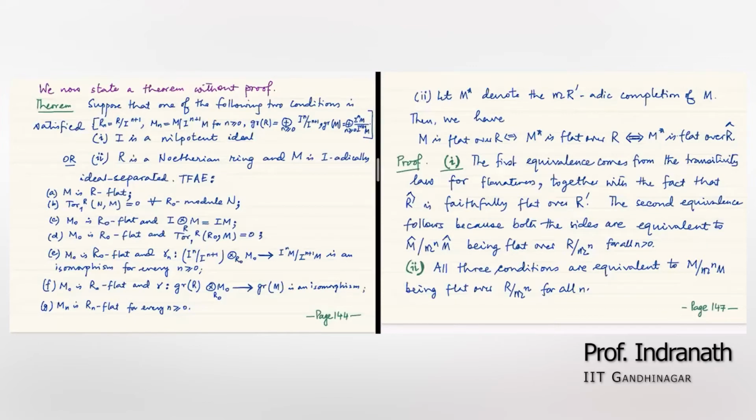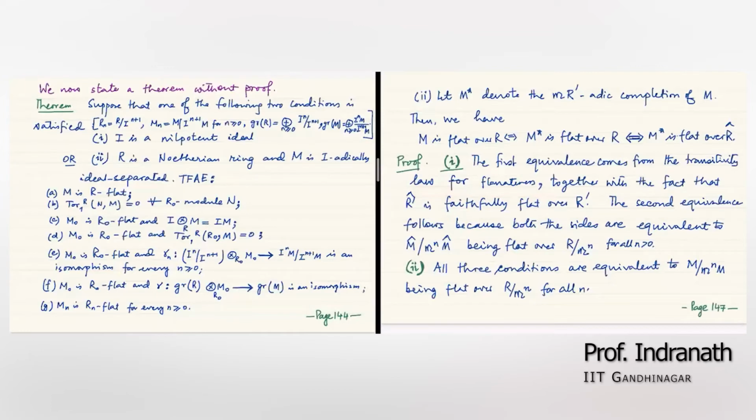Now, the proof is actually very simple because we have done the necessary groundwork. So the first equivalence comes from the transitivity law of flatness, together with the fact that this R dash hat is faithfully flat over R dash. And the second equivalence follows from both the sides being equivalent to this being flat over R mod M to the power n for all n positive. Okay, so this equivalence, the first equivalence comes from the transitivity law of flatness.